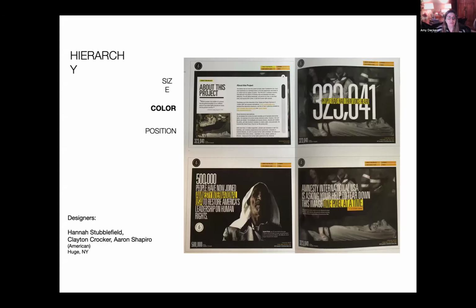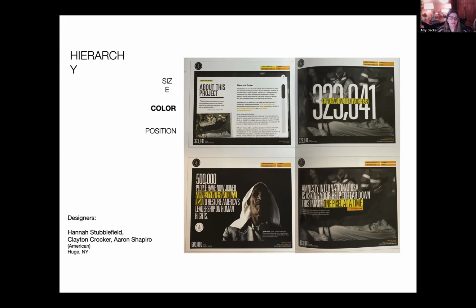Let's keep going. So here we're looking at color. Color is the hierarchy we're using in this design. Whenever you want something to stand out, color comes in handy. For example, using high contrast colors for important text and icons will help them get noticed. So this is exactly what's happening in this website design.